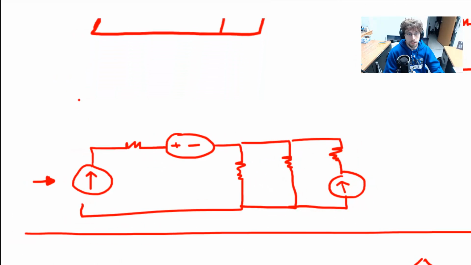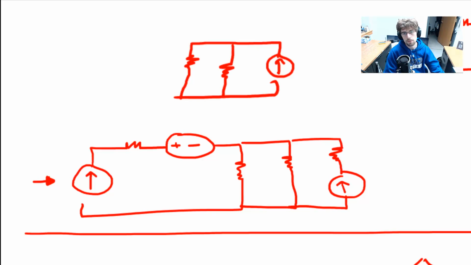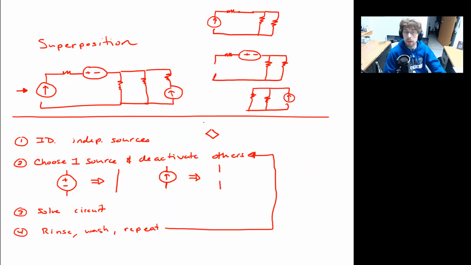But the rightmost one, we've got a break. And so what we have for the rightmost one is just our current supply and our 2 resistors, like this. And if we want the full response of the circuit, we have to take these three responses and add the final answers together.